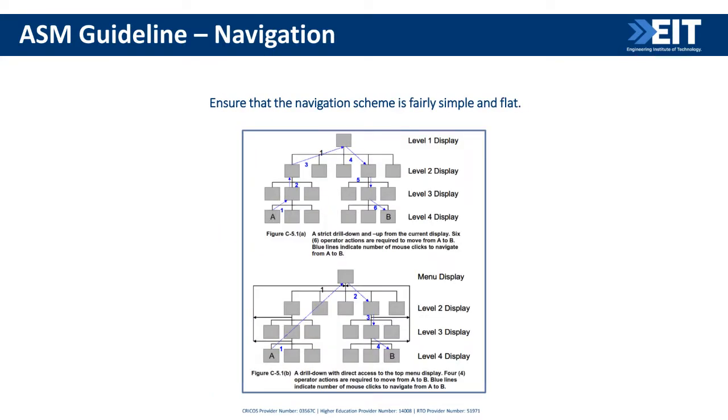Okay, so the next one that we'll be seeing is the ASM guideline for navigation, right? Ensure that the navigation scheme is fairly simple and flat. It should be like that more for process plants which have multiple plants. Like I worked on a plant where there are 3 or 4 process plants. So if you look at the top example, for him to go from a display in plant area 1 to a display in plant area B, he has to perform 6 clicks before he can get there.